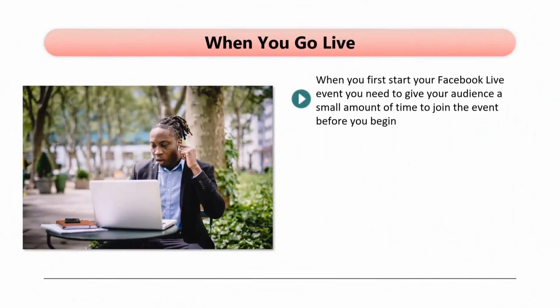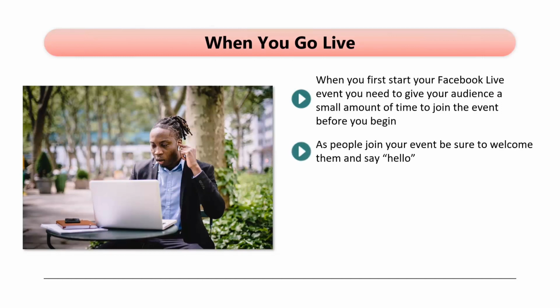When you first start your Facebook Live event, you need to give your audience a small amount of time to join the event before you begin. Don't make this too long, or those that have already joined will become agitated. As people join your event, be sure to welcome them and say hello. Start the interaction here by asking people for their locations. You can also ask them what they want to achieve by attending your event.